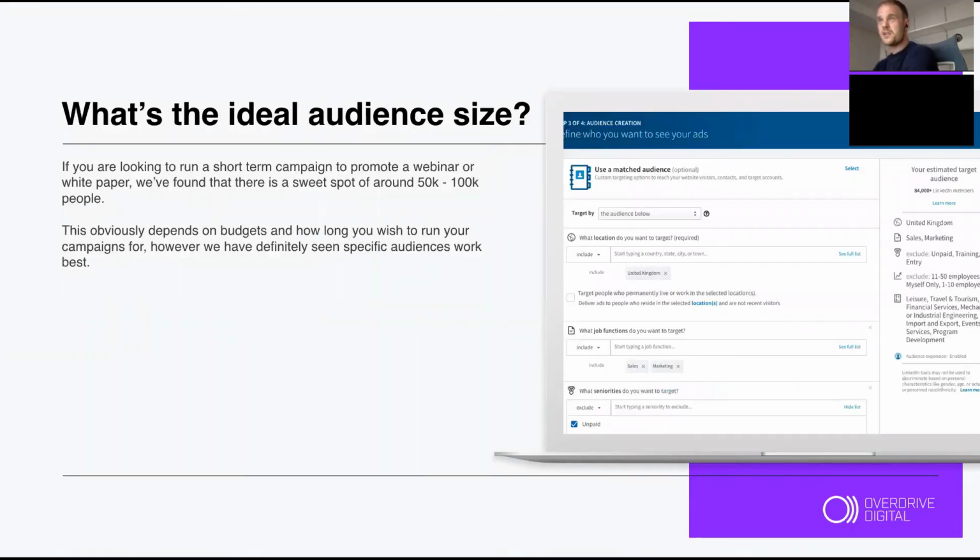In terms of the ideal audience size, it's a question we talk about a lot. It really depends on budget, how long you're running the campaign for, and what the objective is. What we've seen is if you're running a short 1 to 2 week campaign for a specific asset, about the 100,000 mark works well. If you're running a much larger campaign that's going to be always on and long term, you'll probably want to go bigger than that. But really for us, this is about driving specific actions over a specific time frame, and we've found the sweet spot around this size of audience.